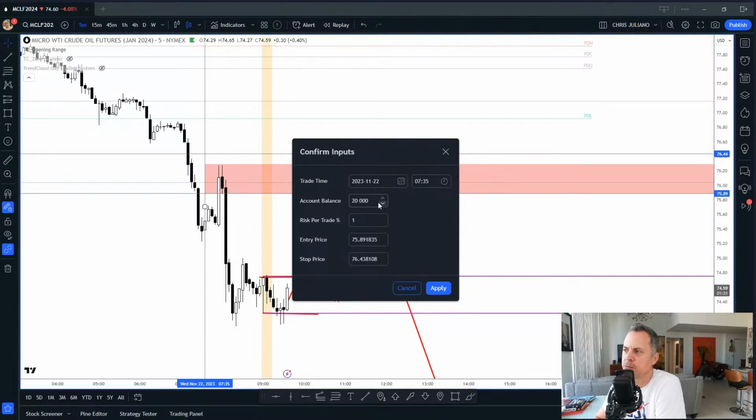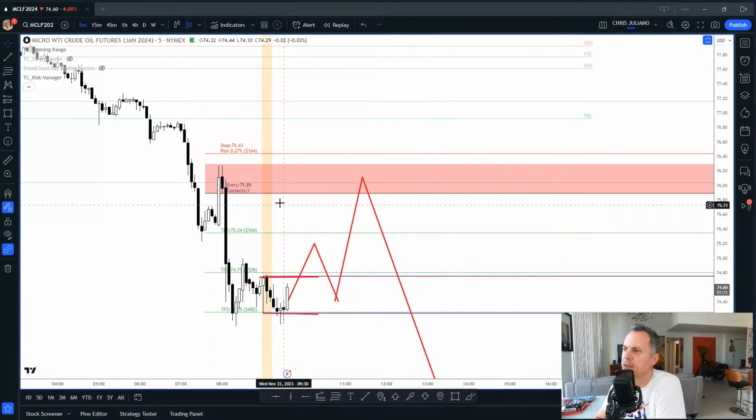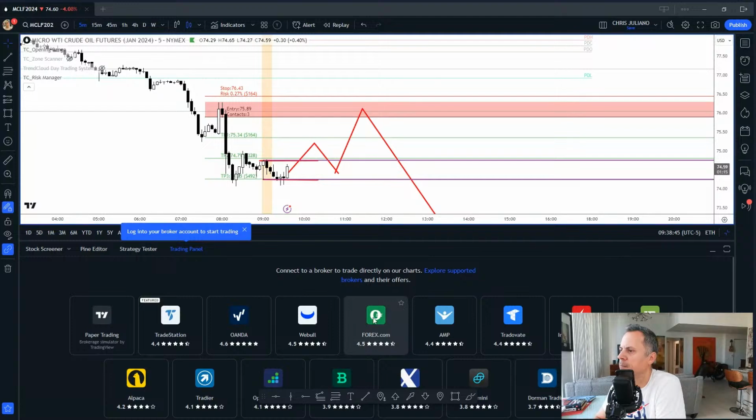We're going to assume a $20,000 account. 1%, right? 1% of 20,000, that's $200. How many of these can we take? 3 contracts. Okay, so go here and set it up. Sell. Whoop.